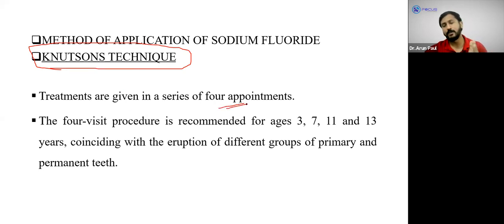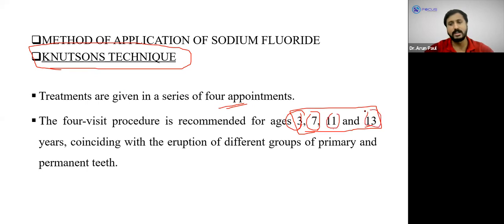4 appointments, with a gap of 1 week, at the ages of 3, 7, 11, and 13. Very important age groups: 3, 7, 11, 13. So you give this application of topical fluoride in all these age groups, when the child is 3, when the child is 7, when the child is 11, and when the child is 13. And at each age you recall the patient 4 times.